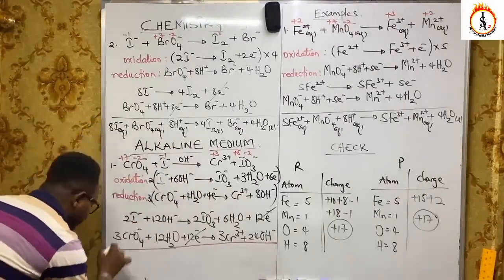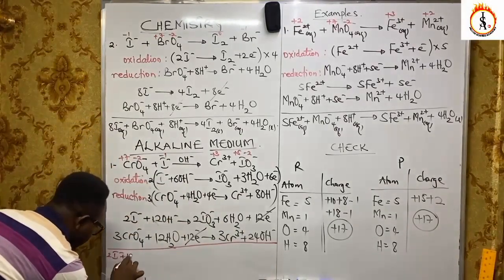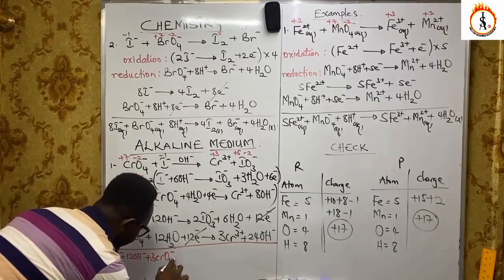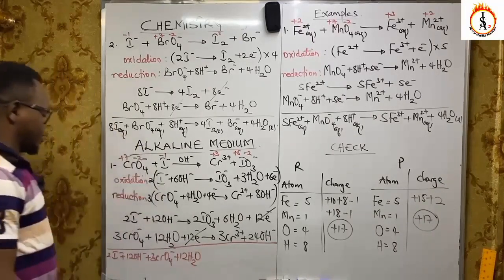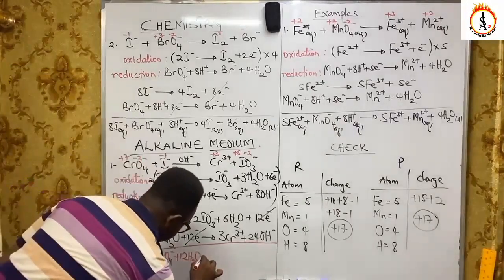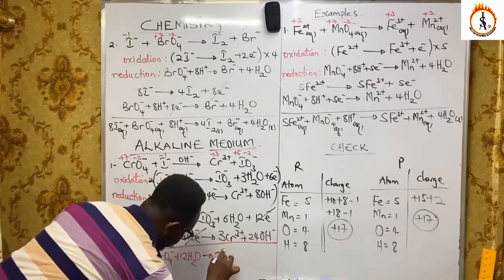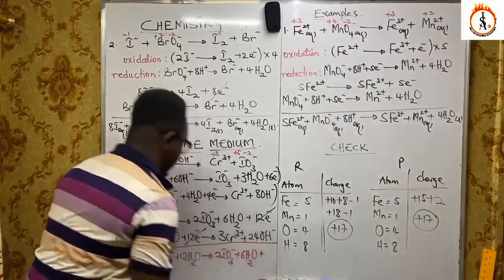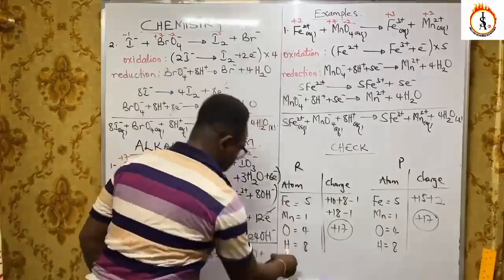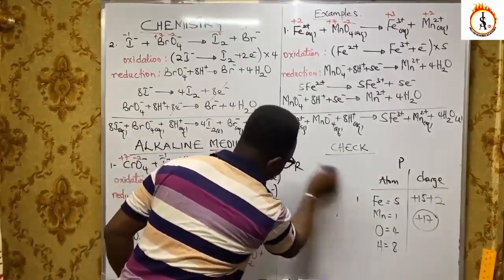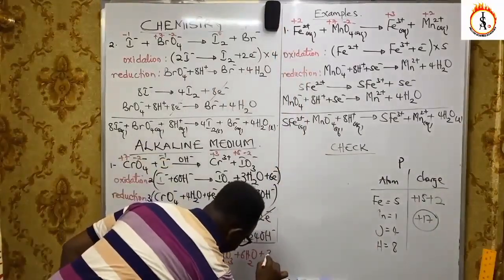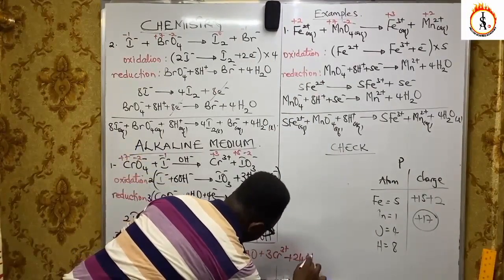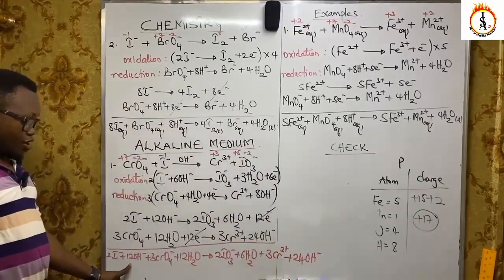So here you find out that we have 2I⁻ plus 12 hydroxyl ions plus 3 tetraoxochromate ions plus 12 molecules of water. This is on the reactant side. Now we look at the product side. We have 2 iodate ions plus 6 molecules of water plus 3 chromate ions, and then you have 24 hydroxyl ions. So now you have OH⁻ here, OH⁻ there.